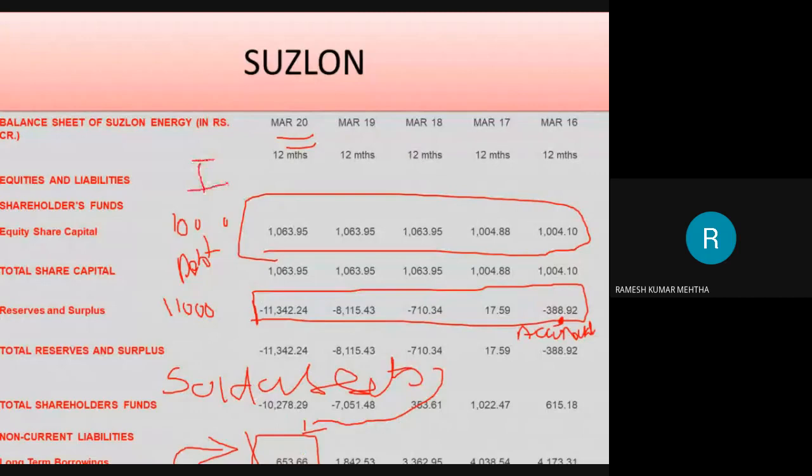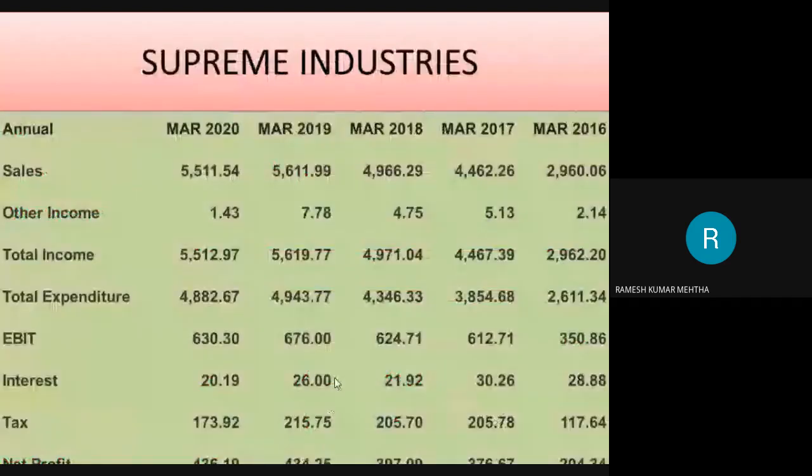So the concept of fund flow also is very important. The concept of fund flow: from where the funds are coming, where the funds are going. They have sold assets, and whatever money they garnered from the sale of assets has been used for repayment of loan. So it's a very bad news. Now another example is there.